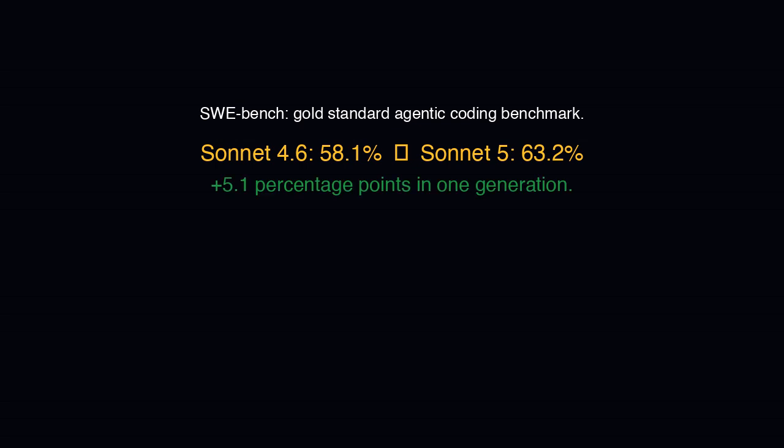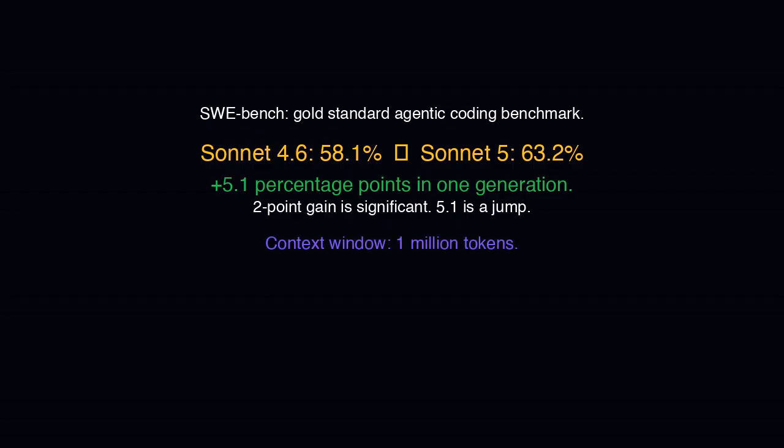Let me give you the precise numbers. SWE-bench, the gold standard agentic coding benchmark, measures how well a model can autonomously solve real software engineering problems. Claude Sonnet 4.6 scored 58.1% on SWE-bench. Claude Sonnet 5 scores 63.2%. That is a 5.1 percentage point improvement in one model generation. In a benchmark where even a 2-point improvement is significant, 5.1 is a meaningful jump.